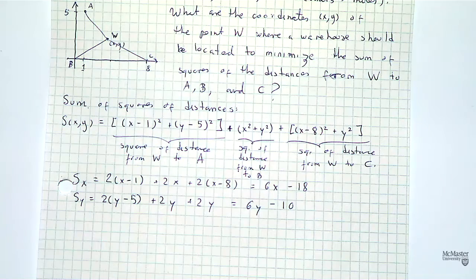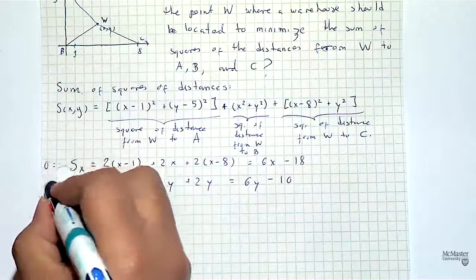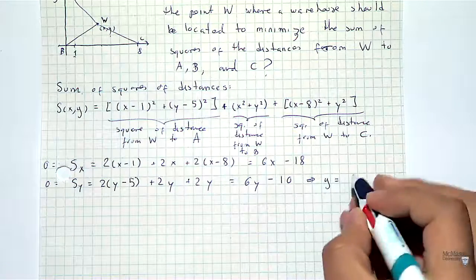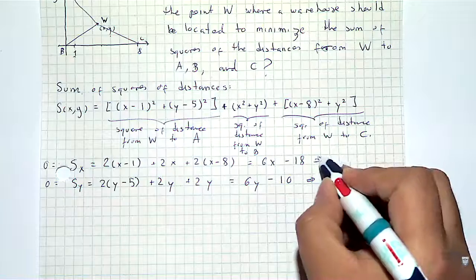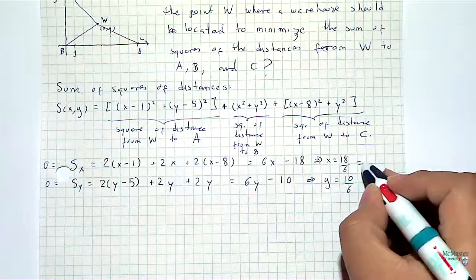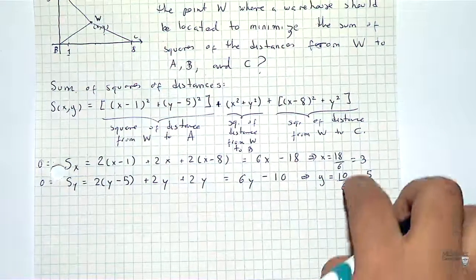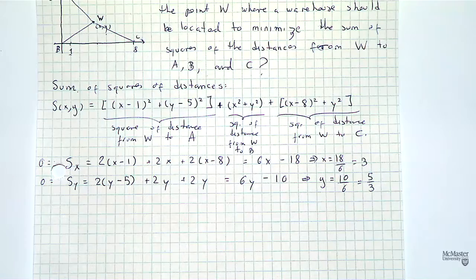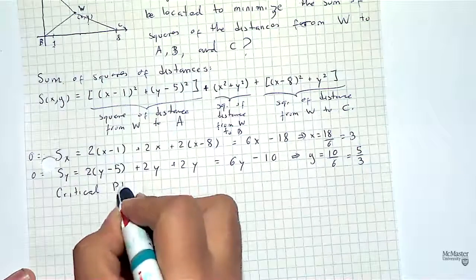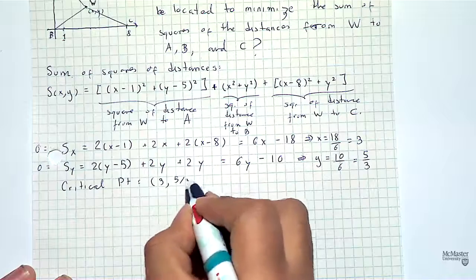The story again for this kind of problem is the same. If I want to find the critical points, I equate this to 0. This is actually a simple system. So y is equal to 10 over 6. X is equal to 18 over 6. So this is 3. Then you have 5 over 3, eliminating the factor of 2 that is common. So the critical point in this case would be 3, 5 over 3.